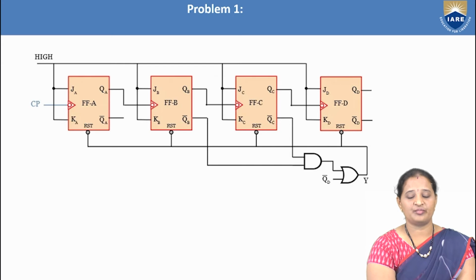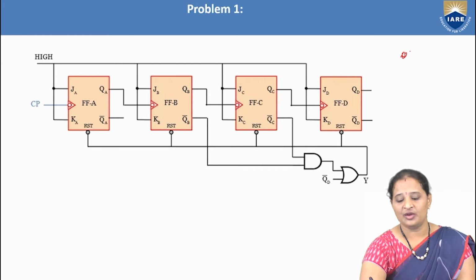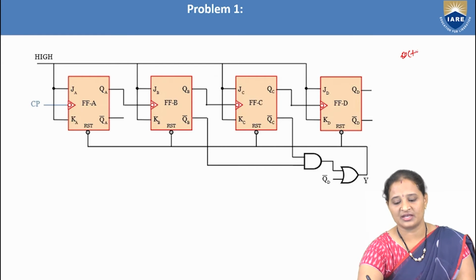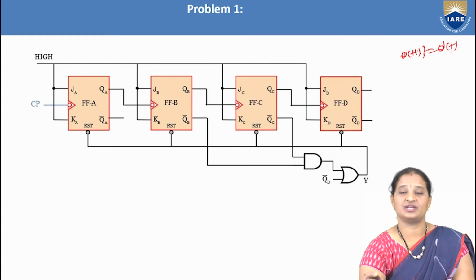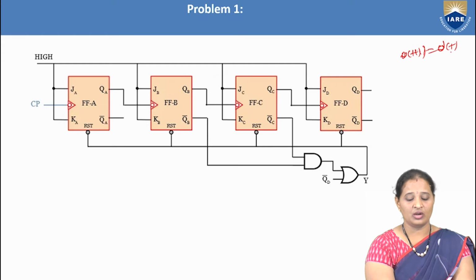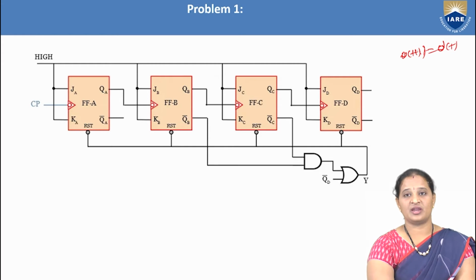So when J and K inputs are equal to 1, then Q(t+1), that is the next state, is equal to the complement of the present state. I want to operate in the toggle mode. So that is why I'm connecting all the flip-flops' J and K inputs to the logic 1.